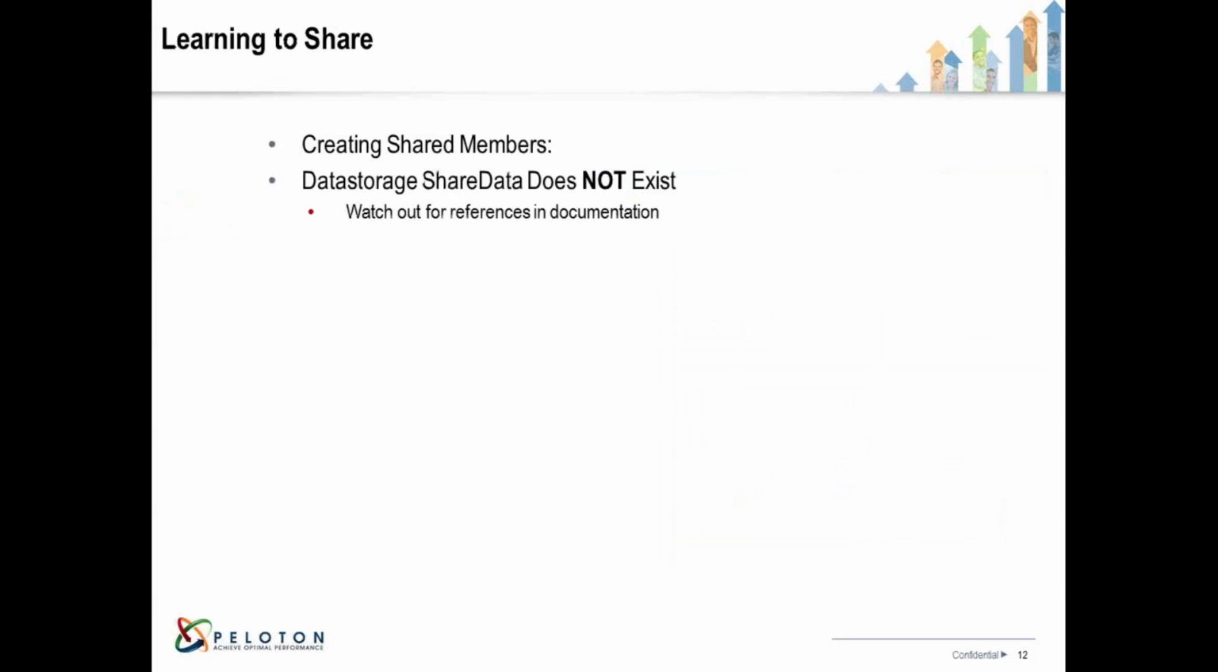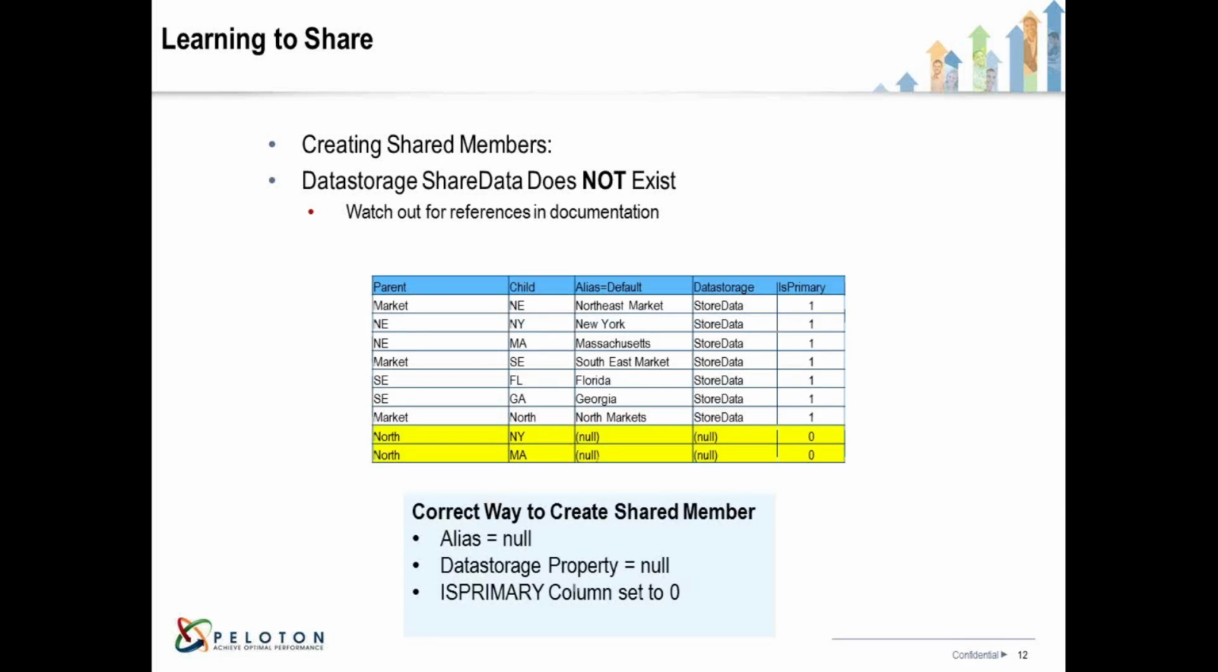So another thing that comes up is in creating shared members. If you read through the documentation, you'll see that creating shared members is very easy. You just designate a member with a data storage property of shared data. But shared data actually doesn't exist when building with interface tables. So just watch out for the references in the documentation.